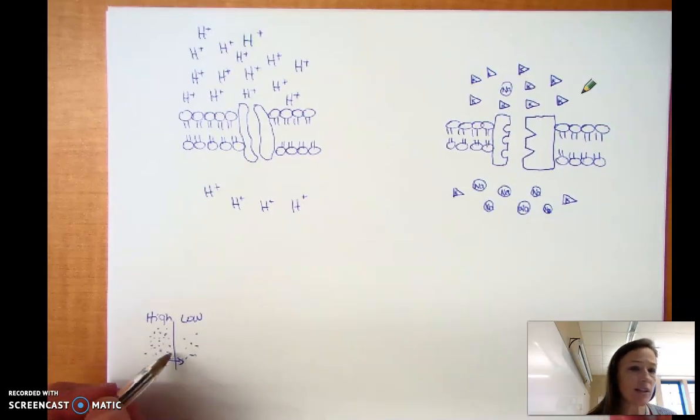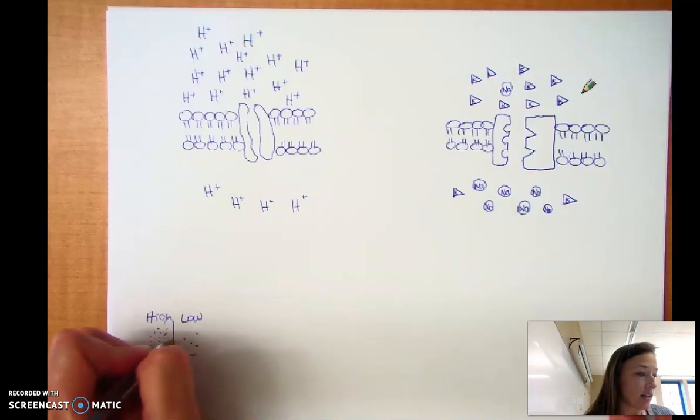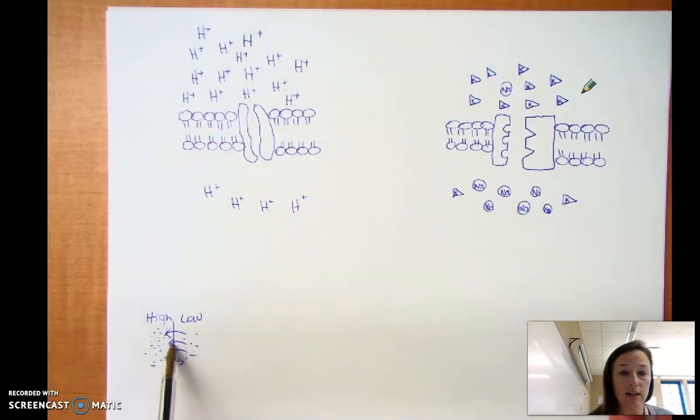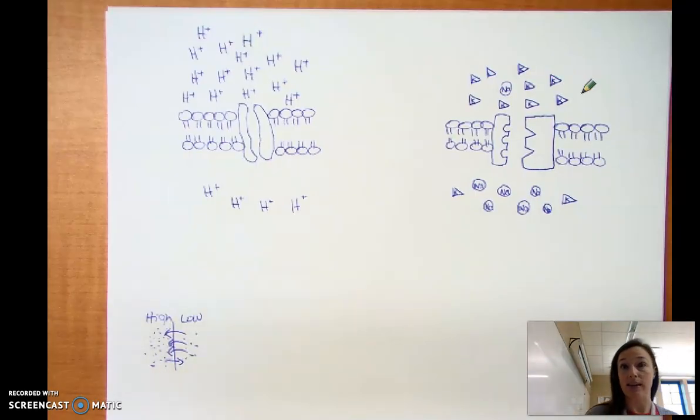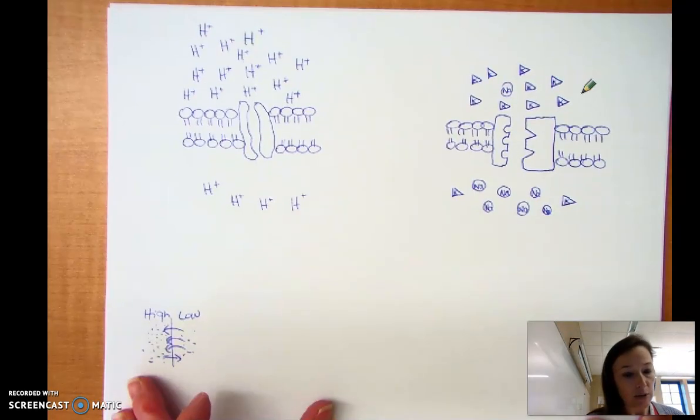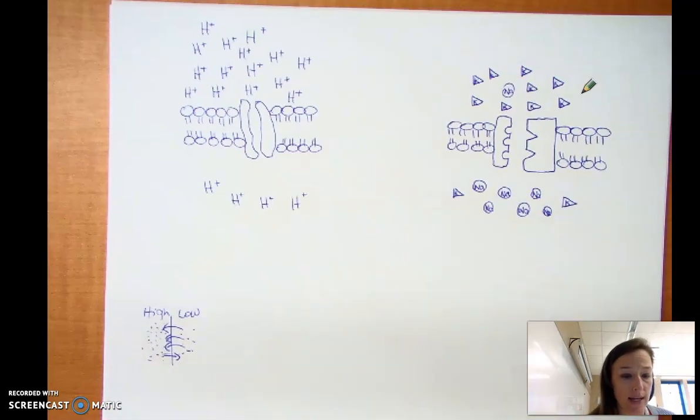And so active transport is going to allow us to keep pumping more into that high concentration against what it wants, because again, they want to fall to the low, but we're going to pump and add more and more and more, but it's going to require energy because they don't want to do that. And so pumps are one way that this happens.